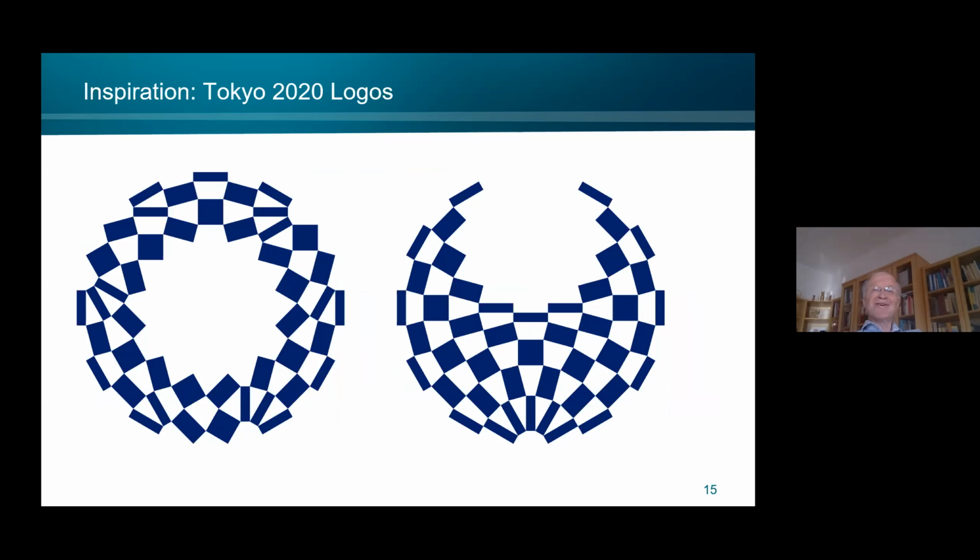The inspiration of this work is actually quite unusual. It came from the logos of the Olympic Games in Tokyo, which actually couldn't be held eventually. If you look at this logo, it is a kind of checkerboard pattern of rectangles. In this case, only 3 types of rectangles. There are squares, and rectangles of length to width ratio 2:1 and 4:1.